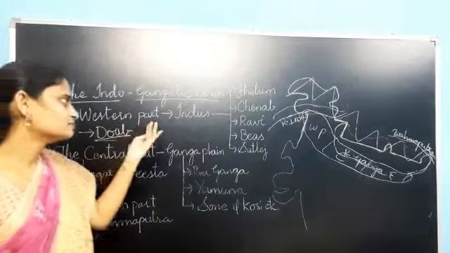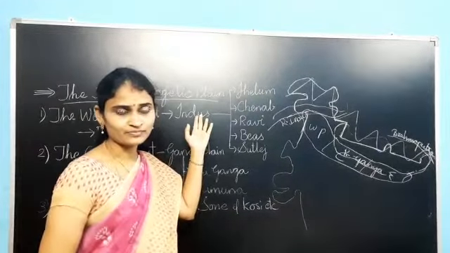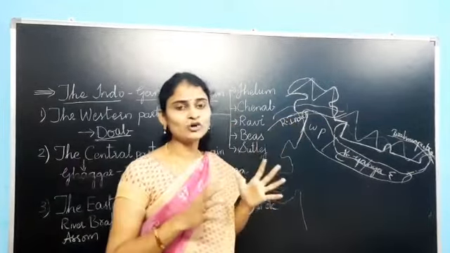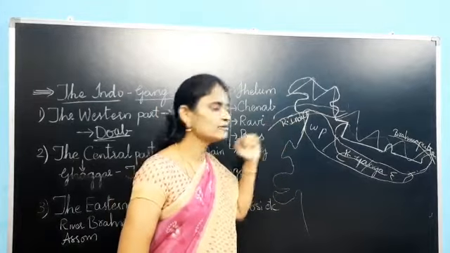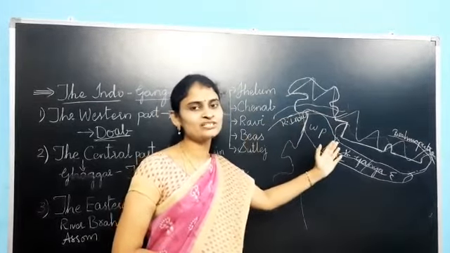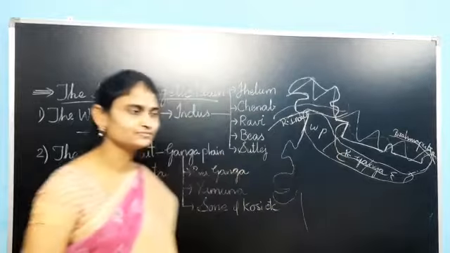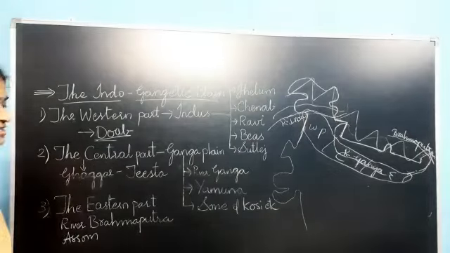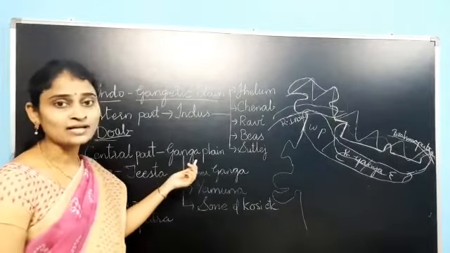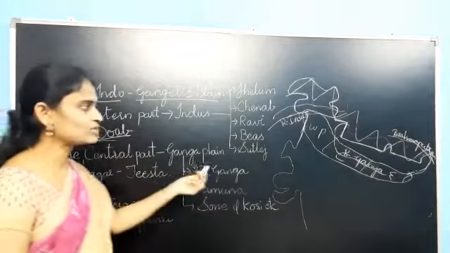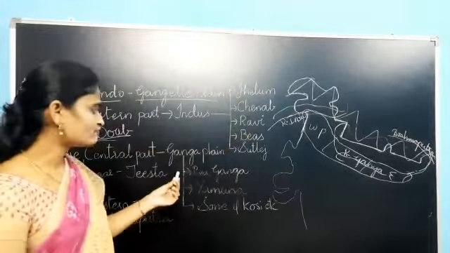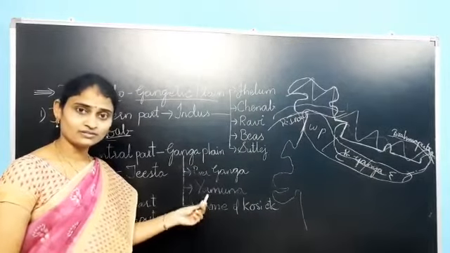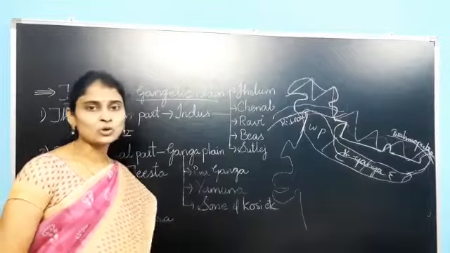And a major part of the basin of river Indus is located in Pakistan and a minor portion is located in Punjab and Haryana. Children, coming to the next one, the central part. Central part is also known as Ganga Plain. These are formed due to river Ganga, Yamuna and its tributaries Son and Kosi, etc.